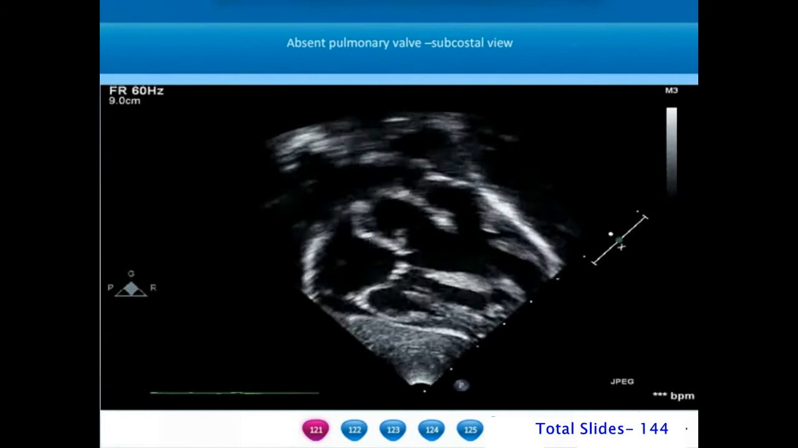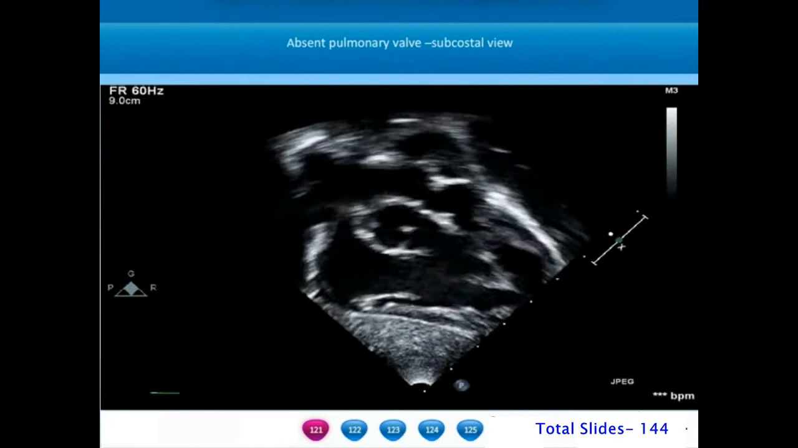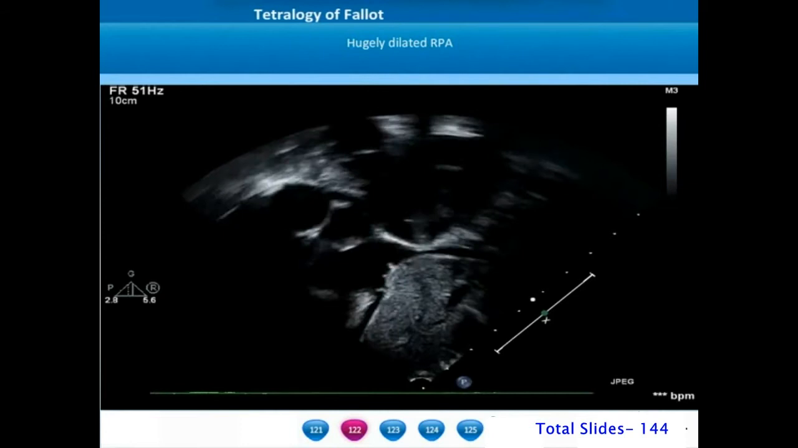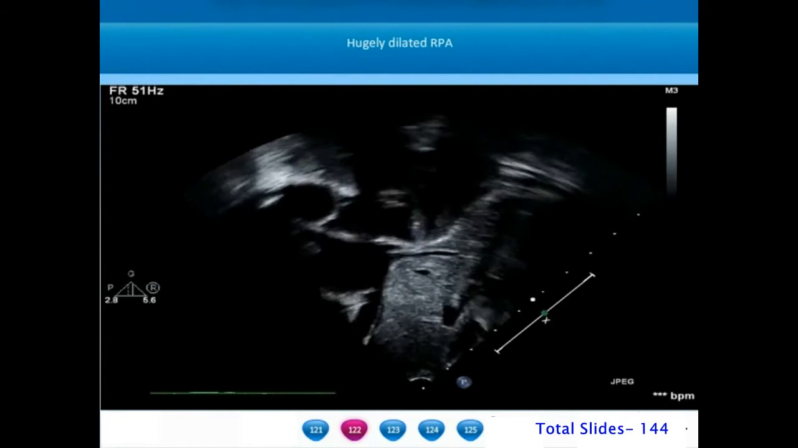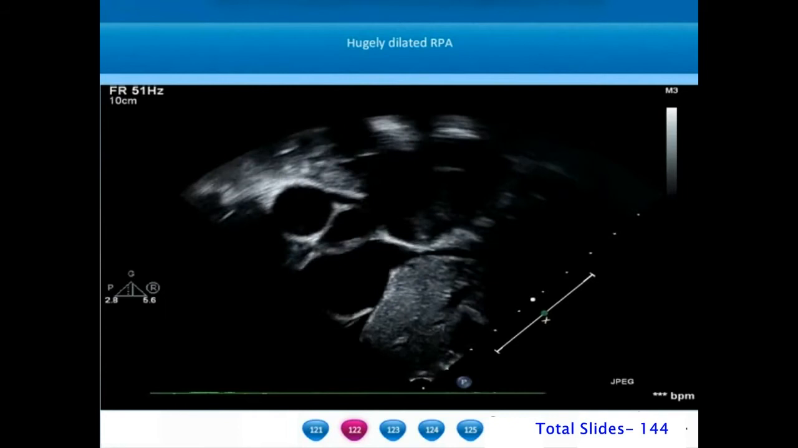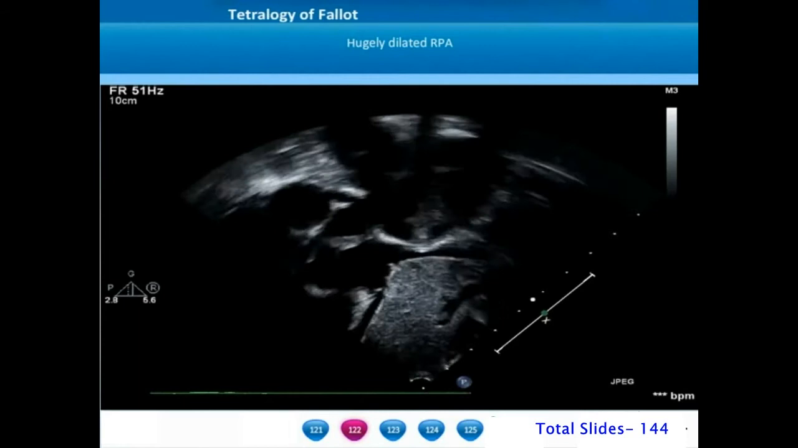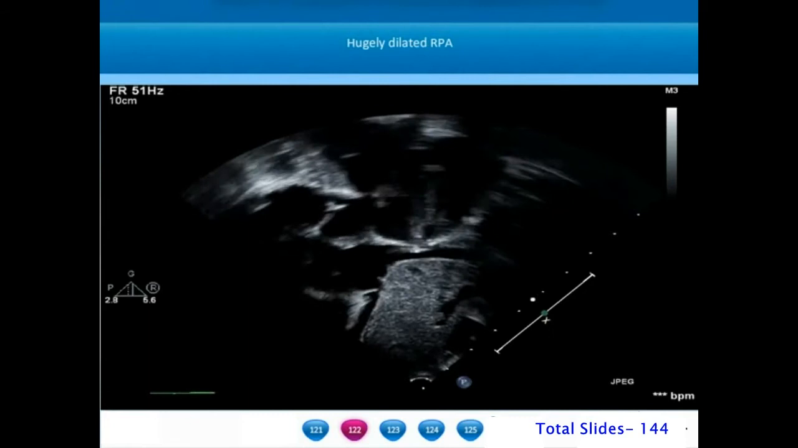On a subxiphoid coronal sweep with a counterclockwise rotation, we will be able to appreciate the absent pulmonary valve, the dilated main and the right pulmonary arteries. On a subxiphoid short axis view, when we visualize the superior vena cava and its entry into the right atrium, posterior to the superior vena cava, we can appreciate a large pulsatile circular artery which represents the hilar portion of the right pulmonary artery. So tetralogy with absent pulmonary valve can be appreciated from our very early interrogation from the subxiphoid echo window itself.